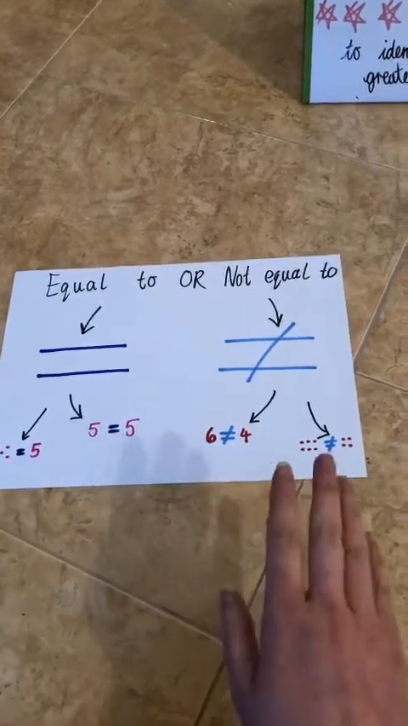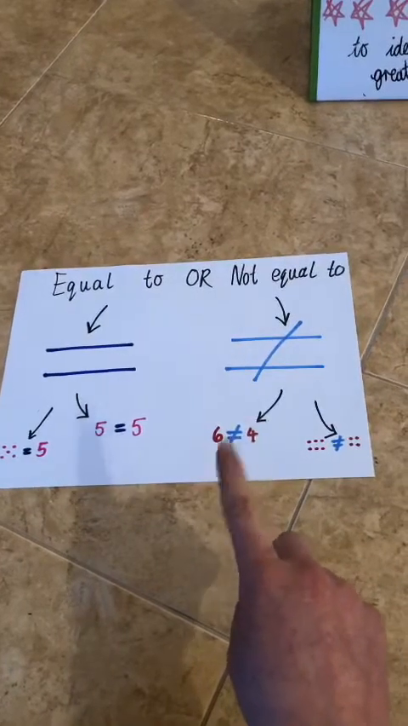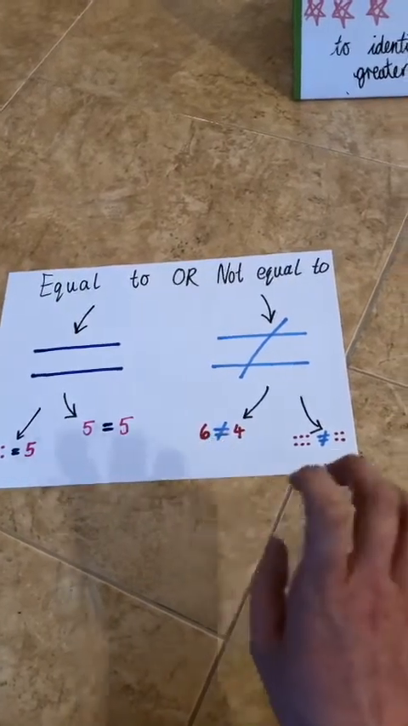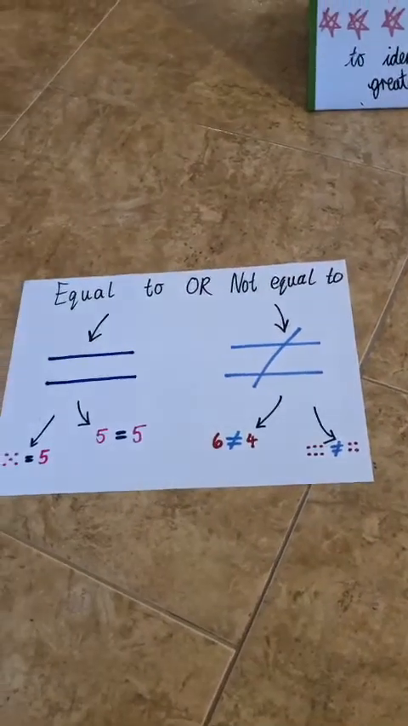Now when they don't equal the same, you have like this. 6 does not equal 4, so you put the not equal sign. And your 6 dots does not equal 4 dots, so you have the not equal sign too.